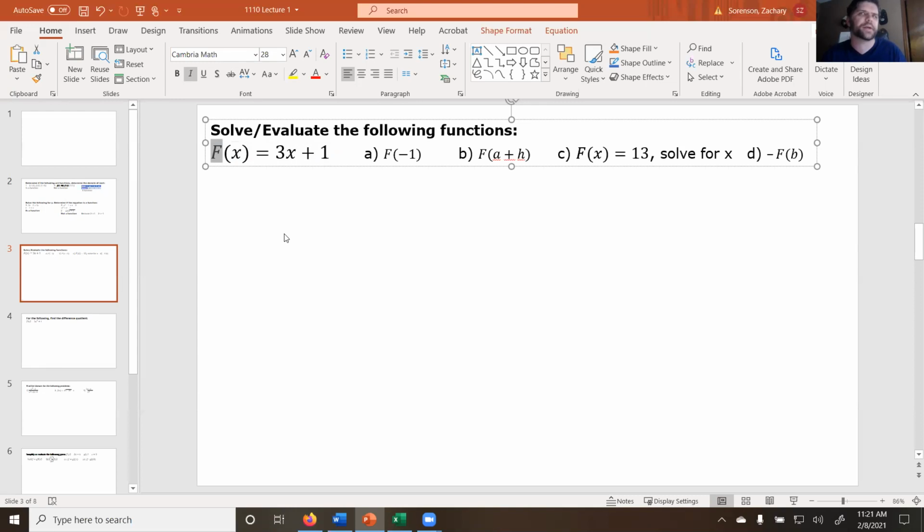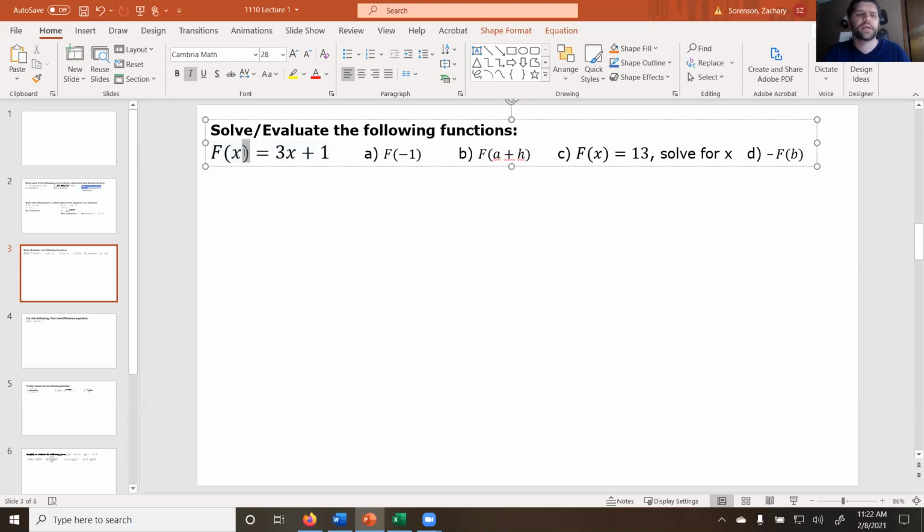F shows up a lot because, well, function. G shows up a lot, H shows up a lot, but any letter works. It doesn't have to be F every time. And this just tells me what my input is. What value am I going to plug into my equation, or what variable am I going to plug values into for my equation? So that's all this means.